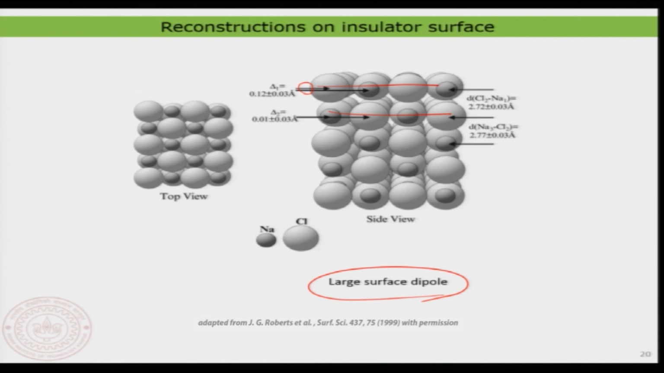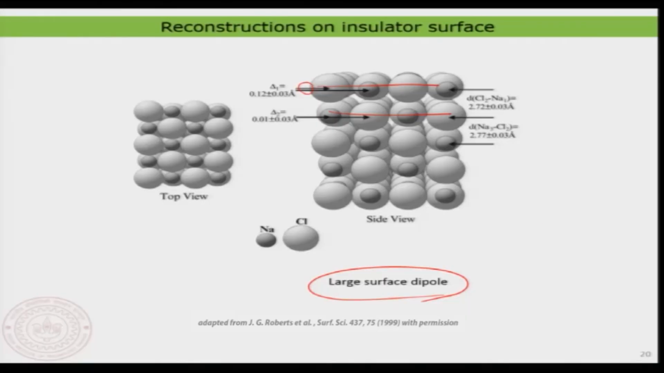I will also show you in the next lecture two interesting examples of an extremely specialized reconstruction that you would find in the case of a metal and a semiconductor. But even in general, I want to say that reconstructions are ubiquitous on surfaces, and you cannot get any surface which is not reconstructed.